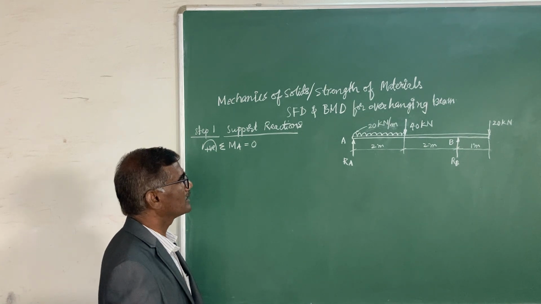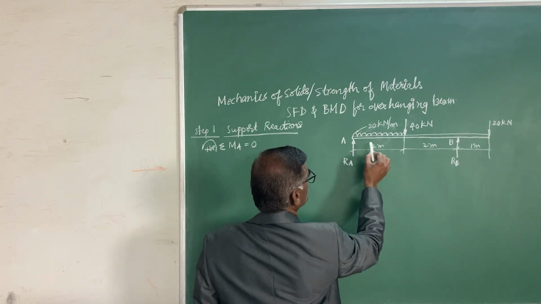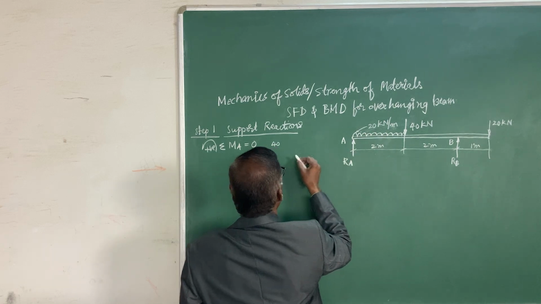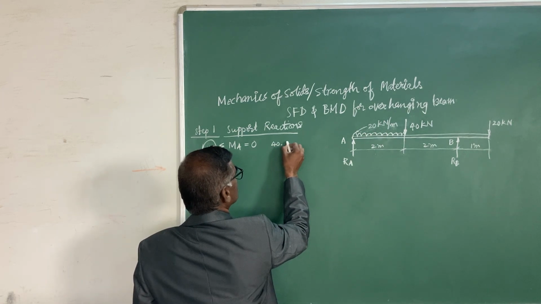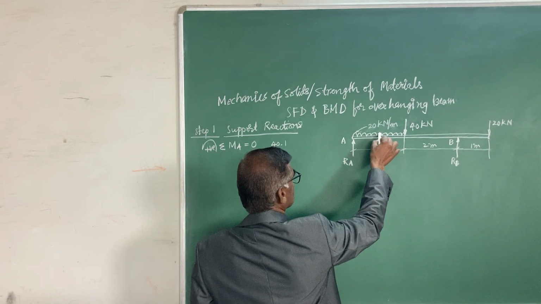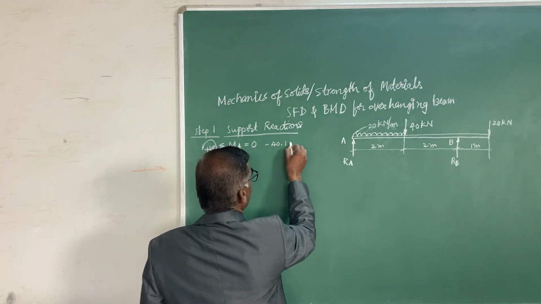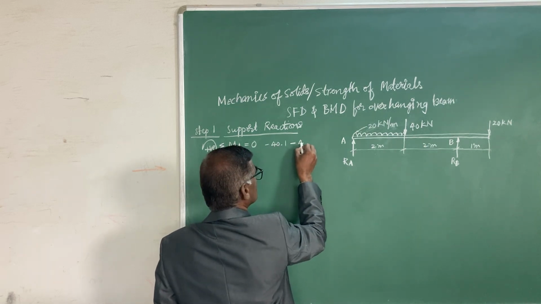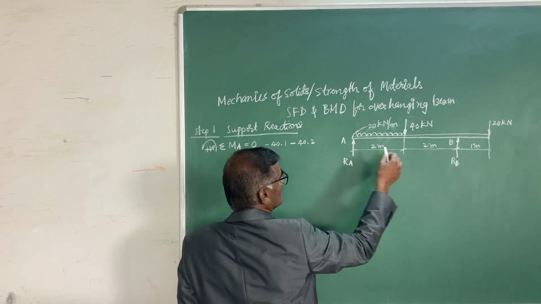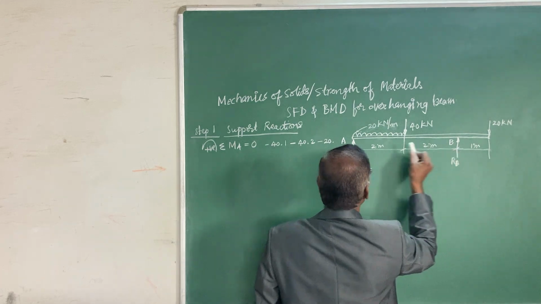With this notation, write the moment equation. Your moment equation is 20 kilonewtons into 2, that is 40, into moment arm 2 by 2, which is 1. So the load is 20 into 2, 40 kilonewtons, acting at the midpoint, that is at 1 meter. This is clockwise, and the notation is minus. And you have a point load of 40 kilonewtons at a distance of 2 meters, and at the other end you have 20 kilonewtons, 20 into the moment arm 2 plus 2 plus 1, that is 5.